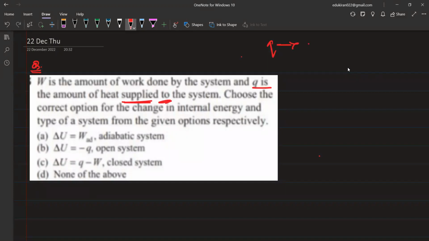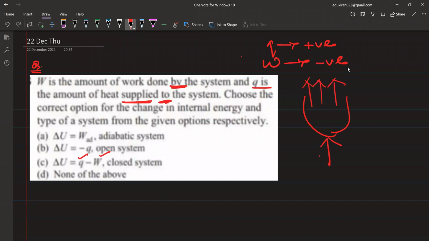अब ये बताइए, first of all, Q is the amount of heat supplied to the system. Heat will be positive. W is the amount of work done by the system, so this will be negative, है ना? System is doing the work, so it will be negative. So Q positive is here and W negative is here. Obviously it is going to be a closed system, because if you are going to give it heat, open system में आप अगर heat कीजिएगा तो heat तो बाहर निकल जाएगा. So you can give heat and heat will be there only if you have a closed system.